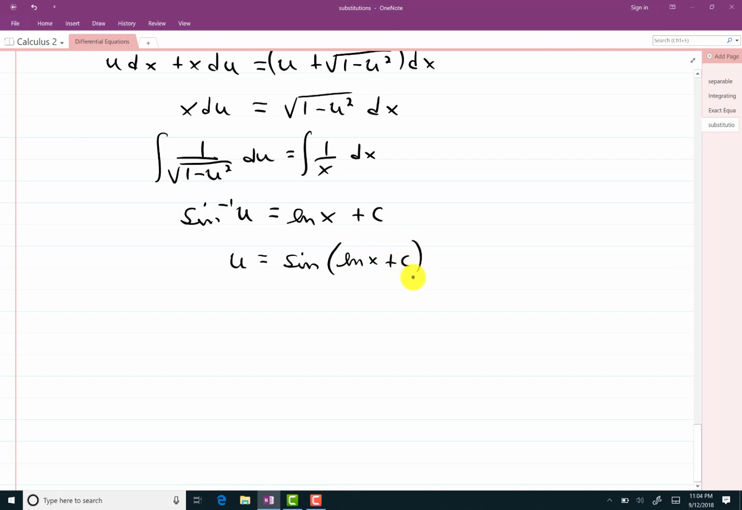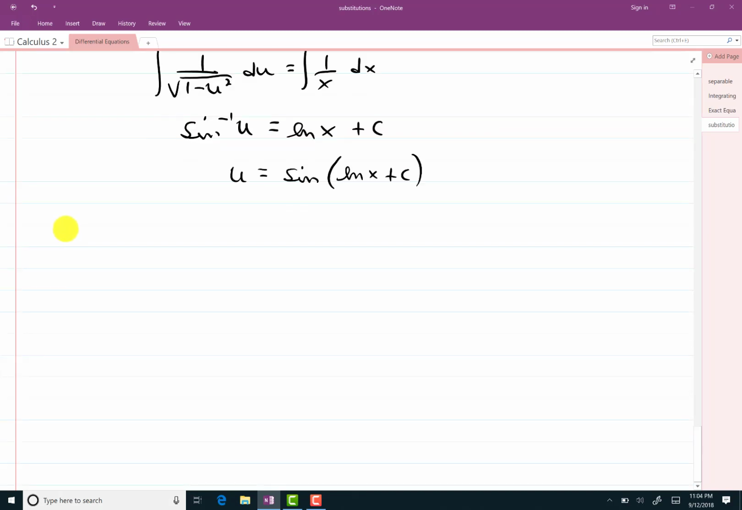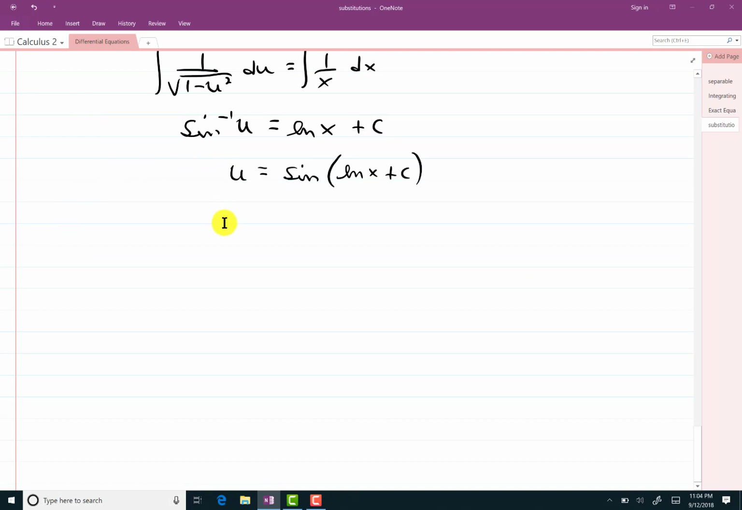We're not quite done. Remember that u equaled y over x. So I'll put the y over x back in. y over x equals sine of ln of x plus c. Multiply through by x. Should I want an explicit solution, I'll do that.